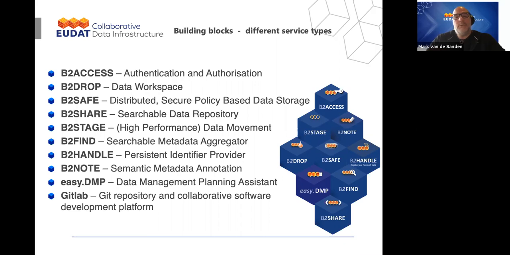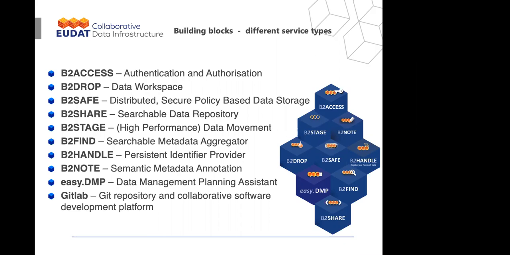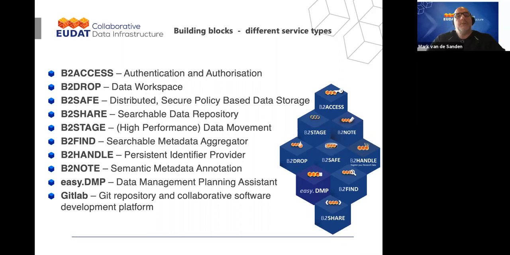B2Save is a distributed storage system where you can implement data management policies, but also then implement these policies across different locations. For example, if you want to replicate data across different locations, it can be steered via policies, the registration of persistent identifiers, but also, for example, integrity checks on the data. So it is a flexible method of implementing different data management policies.